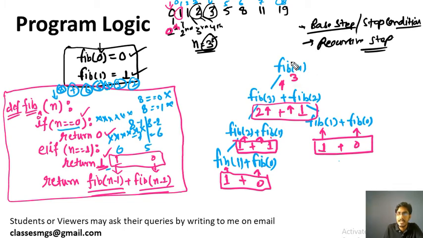This will return 3. This is the actual call. So what is the fourth term? The fourth term is 3. So this is how recursion can be used to solve this problem. Okay. Now we will write the Python code and see it in the editor.